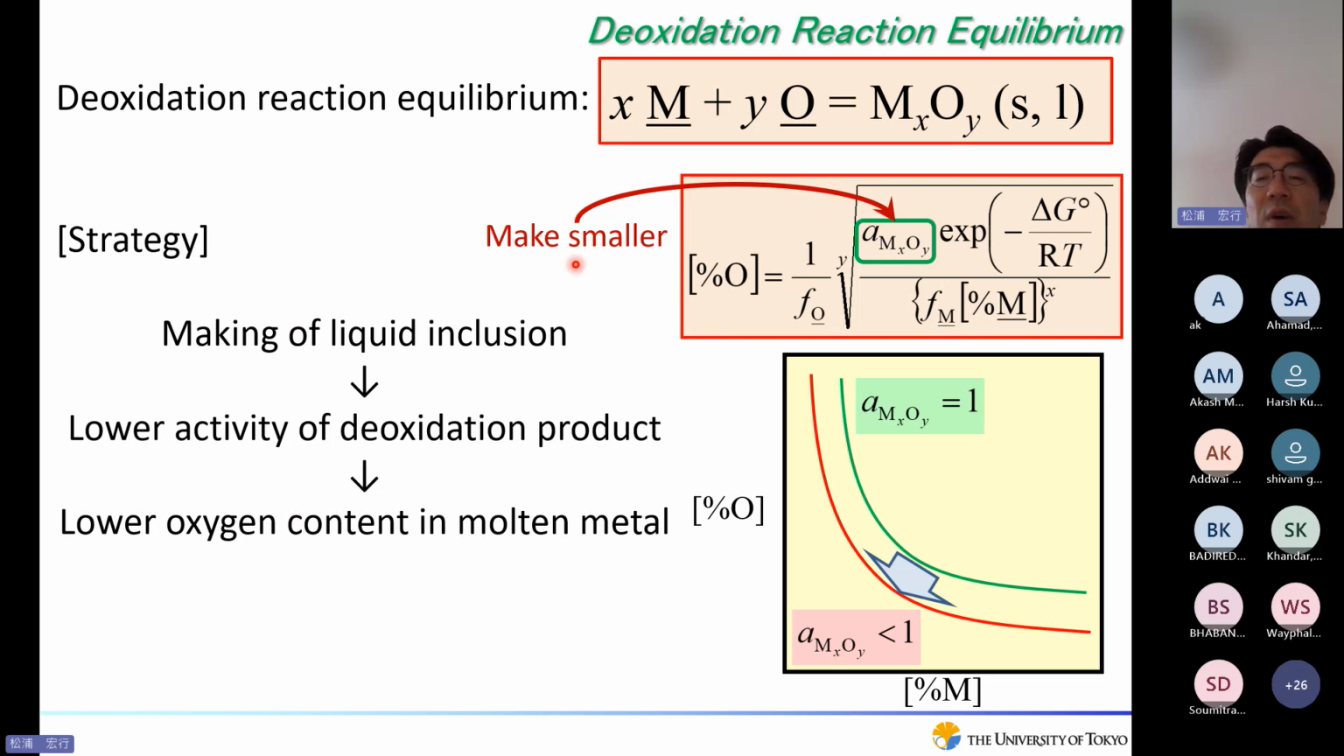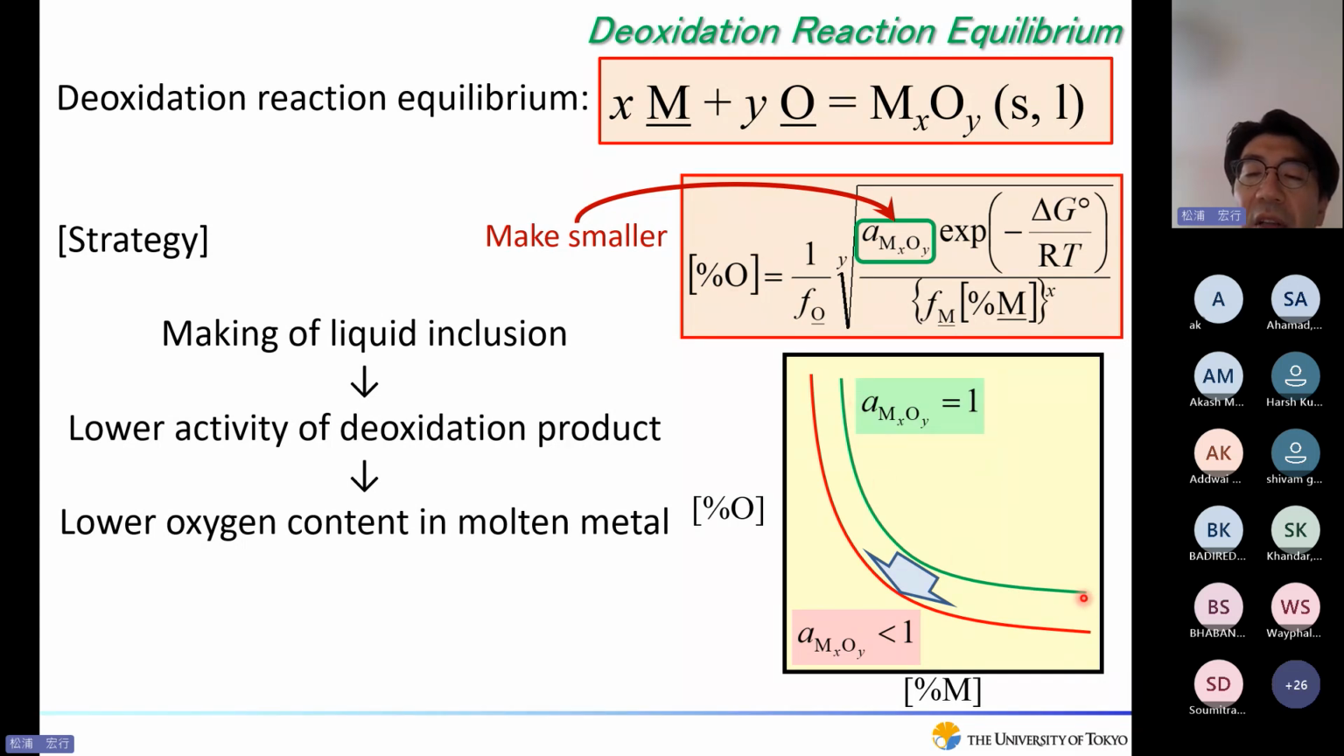Okay, the last one, this is just a kind of tip to control the inclusions. I already introduced the relationship between the oxygen concentration and some alloying element as a function of these things. And actually, you can see the activity of the deoxidation products. So if you can make the activity of the deoxidation product lower, smaller, you can further lower the oxygen content.